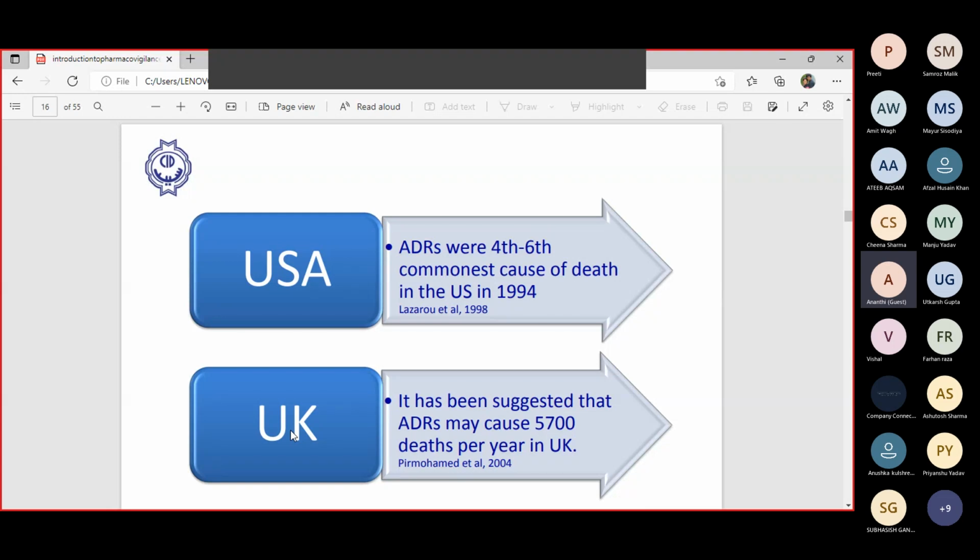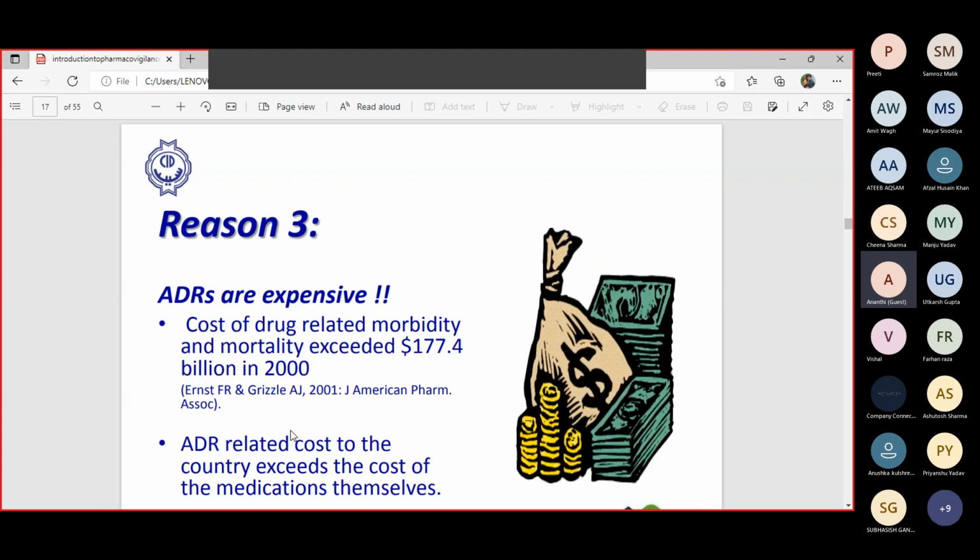Third reason: ADRs are more expensive than drug research, it seems. If any approved drug in the market gives a serious adverse event, the patient can put a legal case on the company, right? The company has to spend millions as compensation to the patient. So more than doing research for the mortality rate, because of that compensation and because of the adverse event, a lot of expenses happen for the government also to treat the patients.